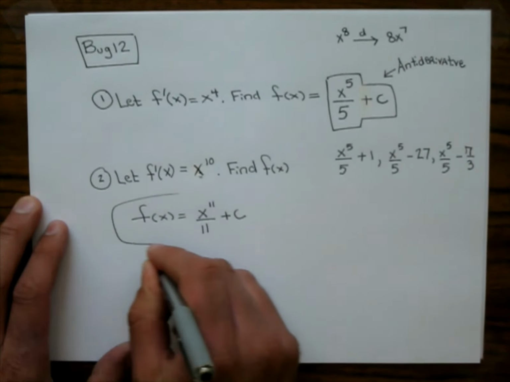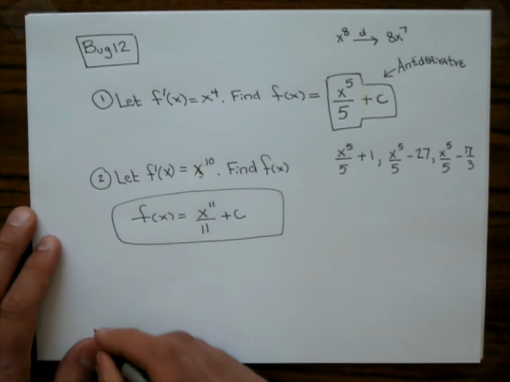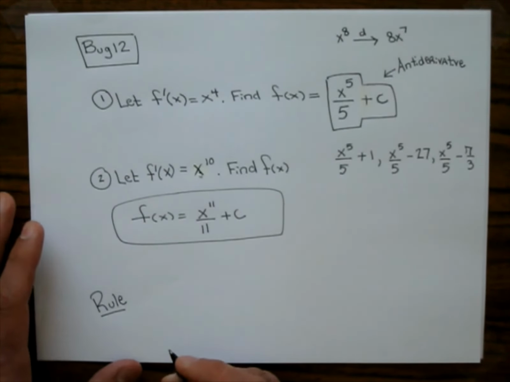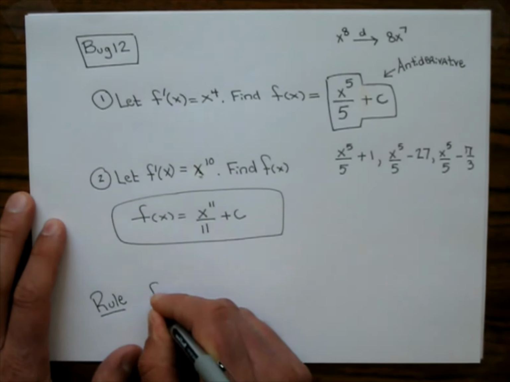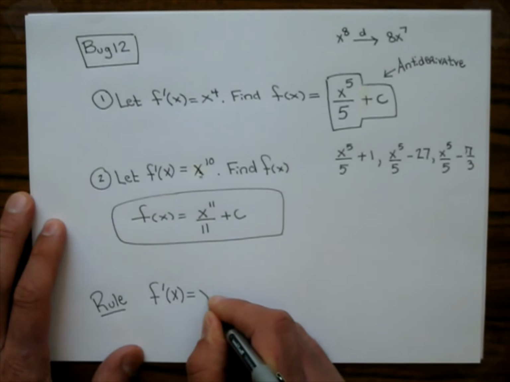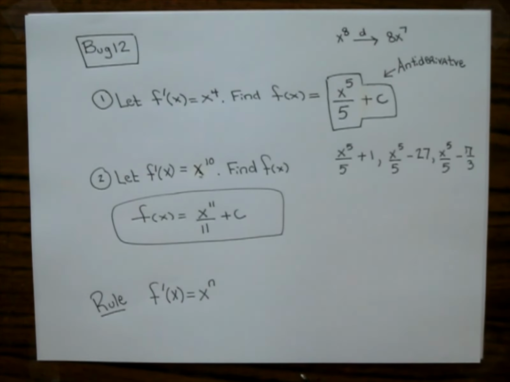And so there is the function, which brings us to a rule for antiderivatives. The rule for antiderivatives, you have f prime equaling x to the n, where n actually really is almost all real numbers here.